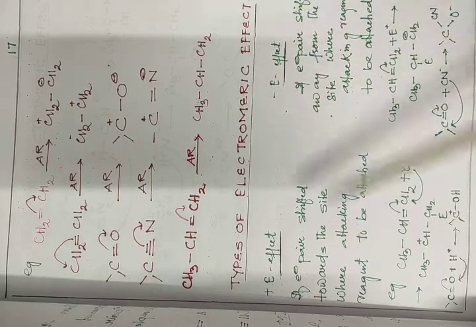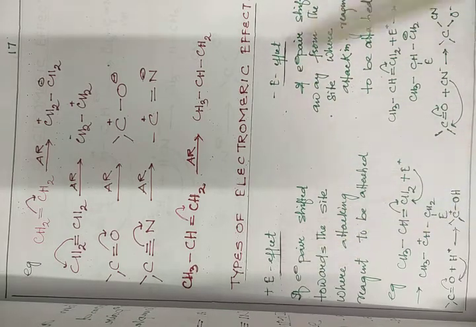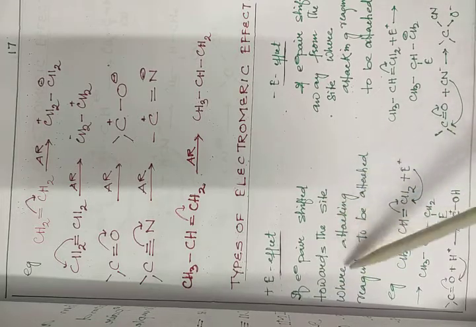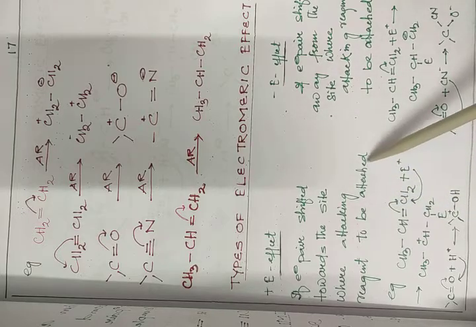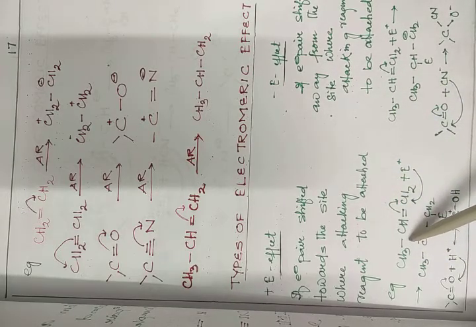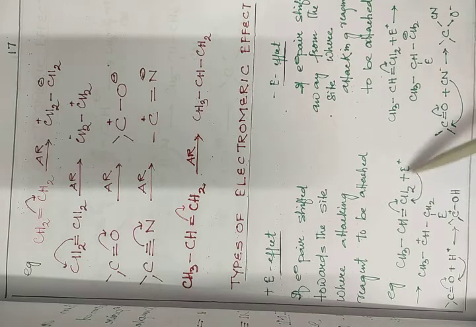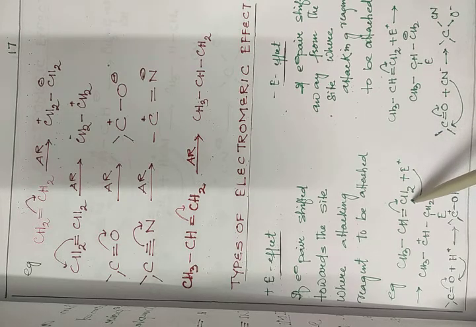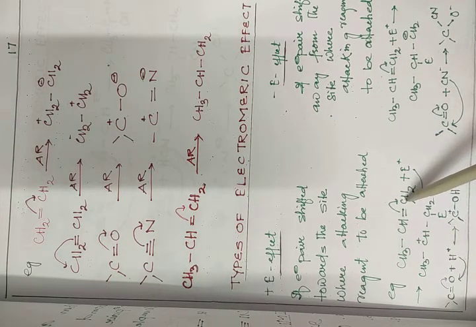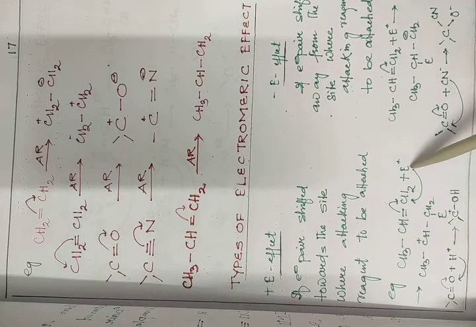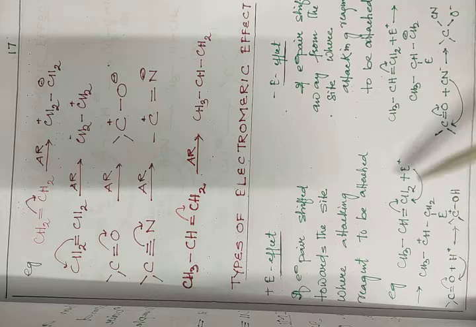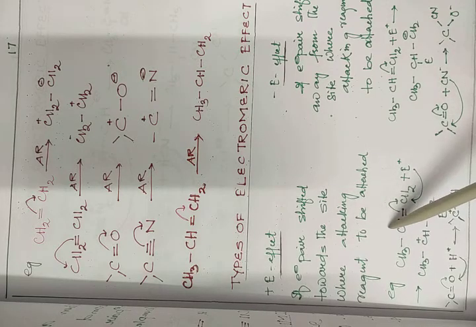Now the types of electromeric effect are the plus E effect and the minus E effect. In the plus E effect, the electron pair shifts towards the side where the attacking reagent is to be attached. For example, CH3-CH=CH2, where E is the attacking reagent. When E attaches to this carbon, the electrons are given there, so that carbon has more electrons and attaches to E, and the other carbon carries a positive charge because it has fewer electrons.